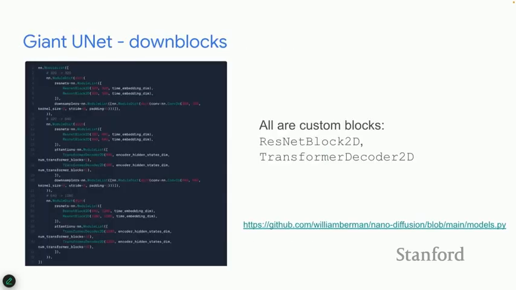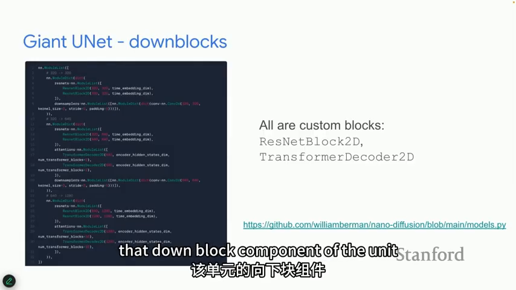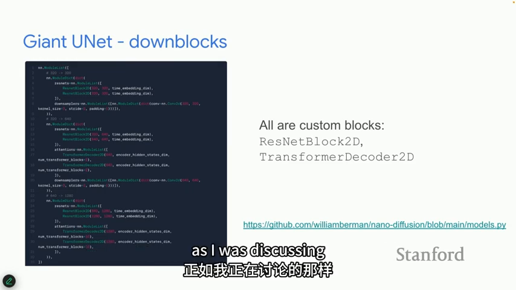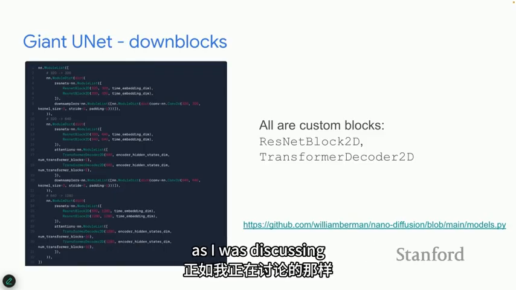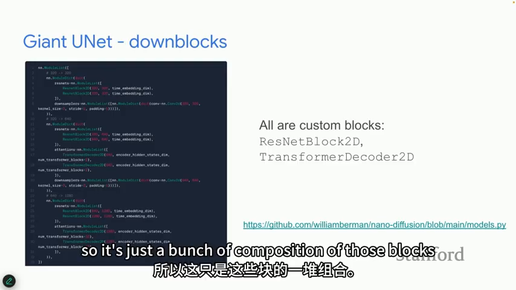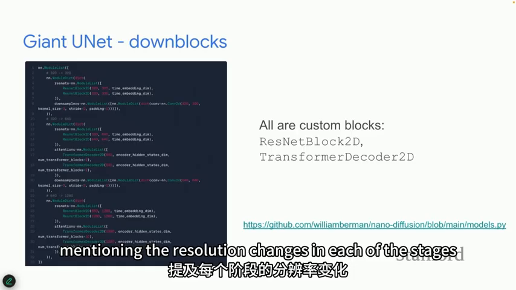So, and here's a bit of a zoomed in look of what goes into that down block component of the UNet. You have got a bunch of custom ResNet blocks, as I was discussing. You've got a bunch of custom transformer blocks, as I was discussing, but nothing too brutal, nothing that you haven't seen already. So it's just a bunch of composition of those blocks, and I have also tried mentioning the resolution changes in each of the stages.